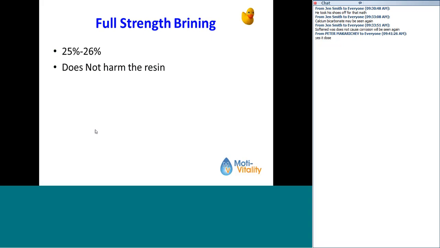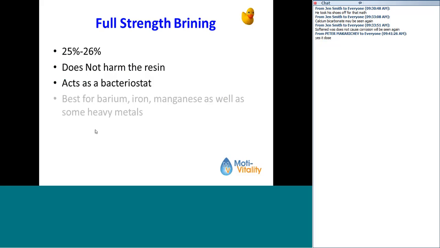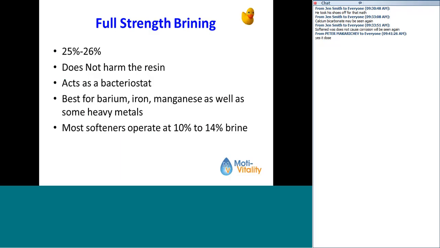It does not harm the resin. It does act as a bacteriostat, so bacteria can't live in a full strength brine. It's best if you're taking out metals like barium or iron, manganese, as well as some other heavy metals. Most water softeners operate at a 10 to 14% brine strength.